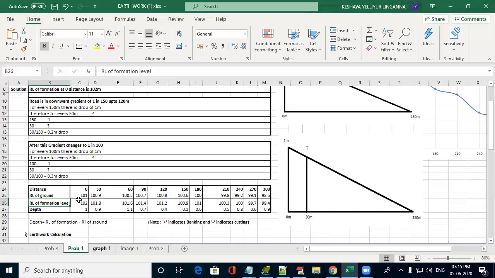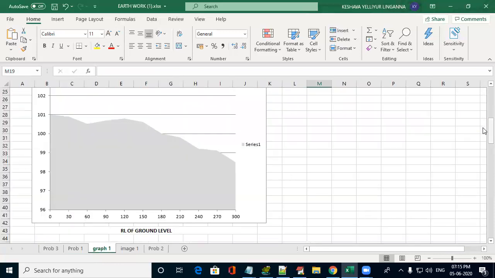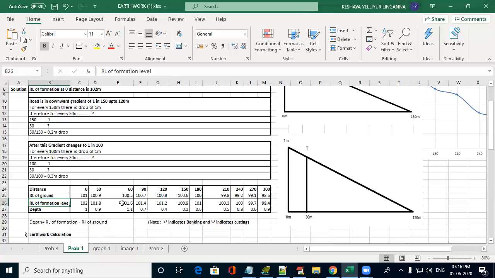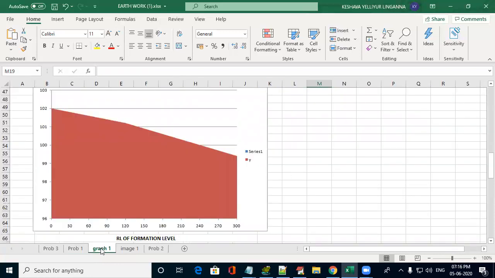Now let us plot a graph for this formation level. I'm clearly telling you, this is for your understanding. Unless they ask in the question, don't plot any graph. See, this is the RL of formation level. At 0, it is 102. At 30, it is the other value which we got as 101.8, later 101.6, 101.4. Like this, it keeps reducing.